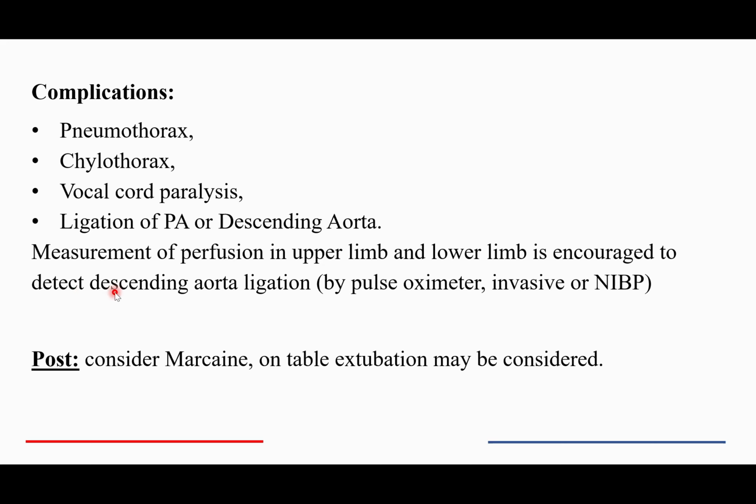Measurement of perfusion in the upper limb and the lower limb is encouraged to detect descending aorta ligation. So I may put an invasive line in the femoral and a pulse oximeter on the hand, or if I'm putting a radial artery line, I may put a pulse oximeter on the toe in the lower limb, so that once he ligates the PDA, if I find that the pulse oximeter readings stop, I may alert the surgeon that he may have closed the descending aorta.